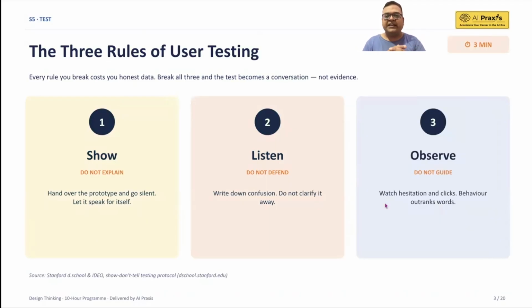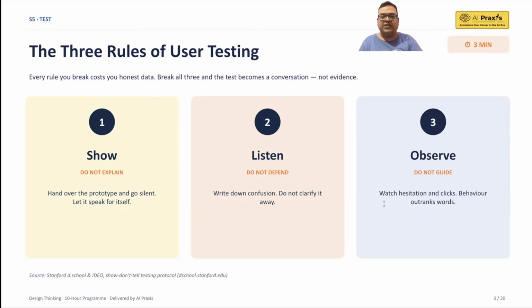Now, before we begin testing, we need to understand one important principle. The biggest threat to a user test is not a bad prototype, it's actually the designer. Without realizing it, we naturally want to help. We explain features, justify design decisions, or point users in the right direction. Every one of these actions changes the outcome of the test. And that's why professional designers follow three simple rules.